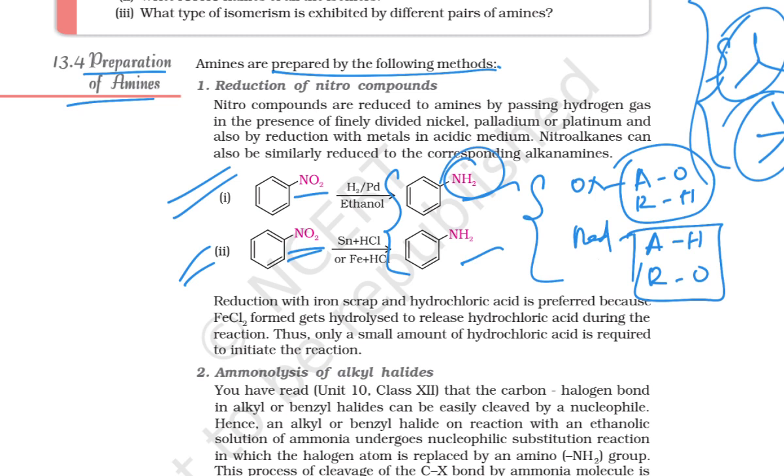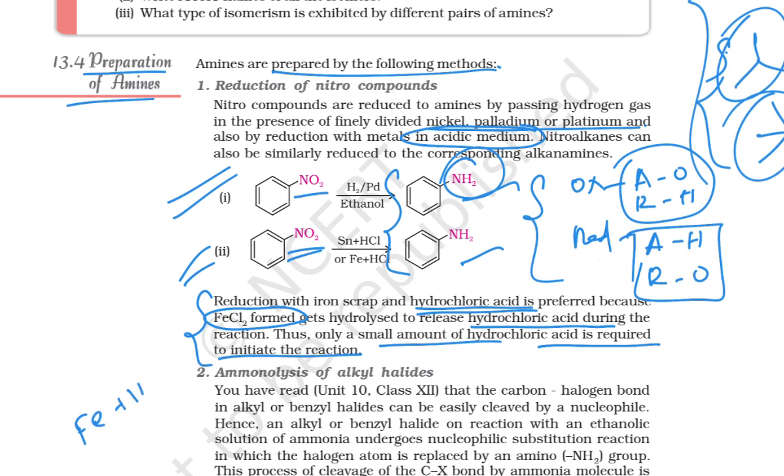Okay, so for this, what is the reagent, what is the catalyst, what is the reducing agent we are using? The nickel, palladium, platinum. In this reaction, we are doing it in acidic condition. So the reduction with iron scrap in hydrochloric acid is also preferred, because the FeCl2 gets hydrolyzed as hydrochloric acid. So during the reaction, only a small amount of hydrochloric acid is required to initiate the reaction.